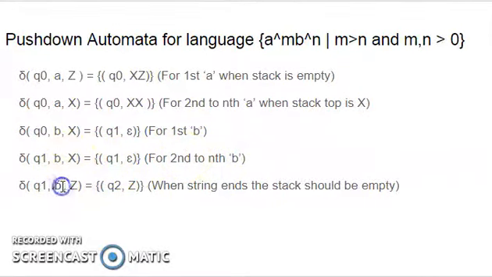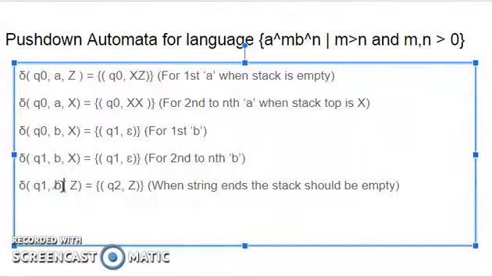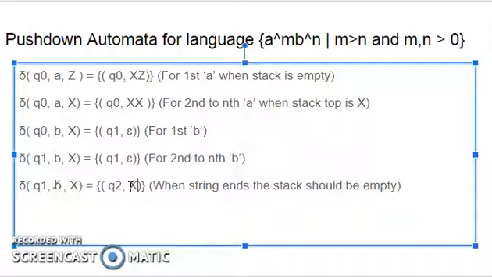What will be our final answer? When you read a blank, top of the stack should be x. Maybe 1x, 2x, 3x, we are not bothered about that. But stack should have one or more than 1x. And go to the final state and keep this as it is. Hope this is clear for a raised to m, b raised to n, where m is greater than n.